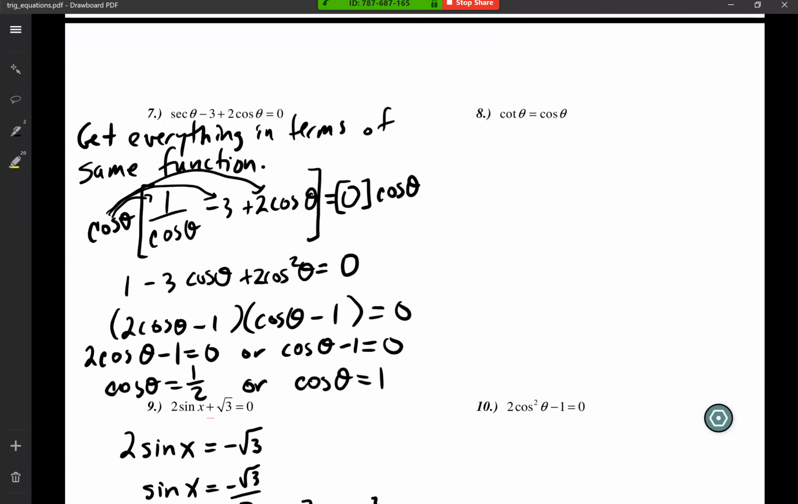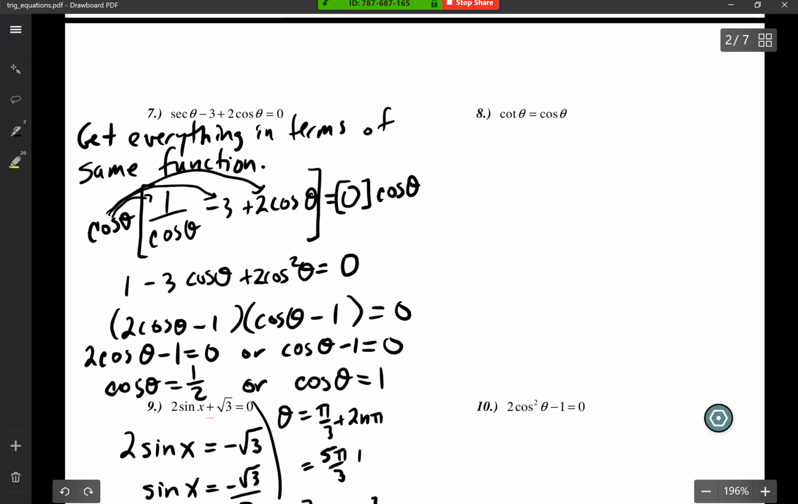So cosine is positive. We're looking in quadrants. What quadrants are we looking for when cosine's positive? 1 and 4 again. And in quadrant 1, the angle will be pi over 3. So let's do this down here. In quadrant 1, it will be pi over 3. In quadrant 4, it'll be 5 pi over 3. And then again, we add multiples of 2 pi.